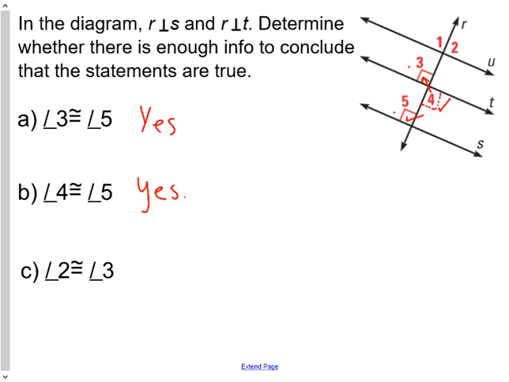Last one, how about 2 and 3? Now, as much as 2 looks like a right angle, we don't have any information about 1 or 2. These are a linear pair. We've got vertical angles, but we don't have any information about this angle or that angle either. So with that, we just don't have really any information about angle 2. So that one is going to give us a no.